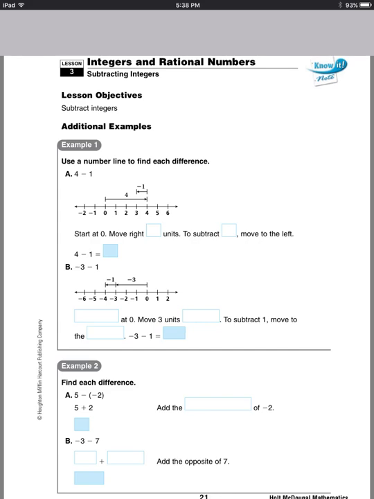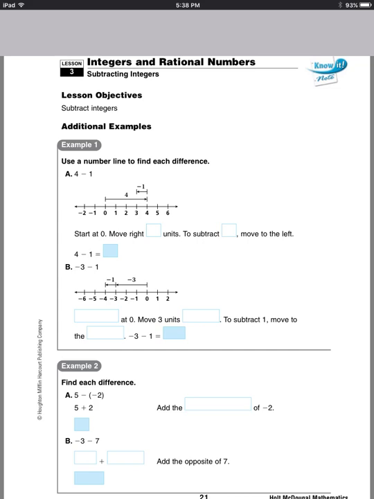So yesterday we learned how to add integers. Today we are going to learn how to subtract integers. So again, same rules when you're using a number line. You start at 0. Positive numbers go right, negative numbers go left.